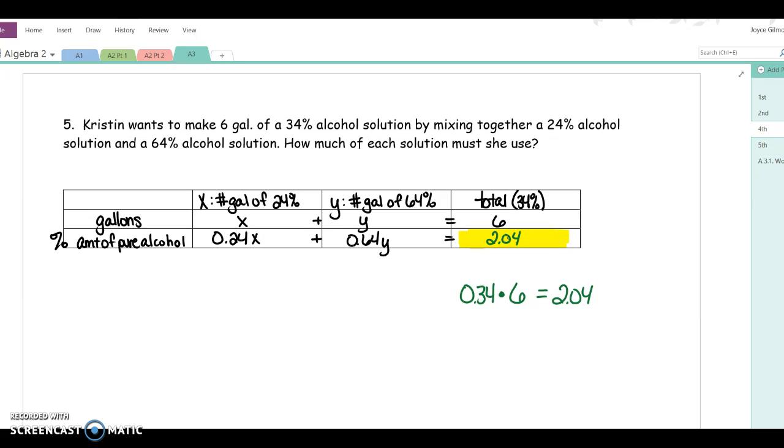So that second line is really looking at how much of each of these things is that pure, straight alcohol. Okay? You could solve this by substitution or elimination, whichever appeals to you the most.